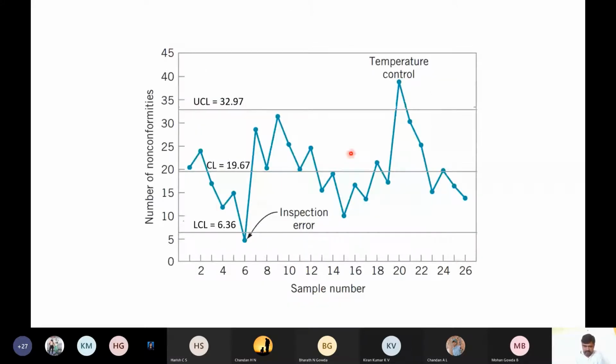Now you can see that even though you have eliminated these two points, you still represent them on the control chart, because it will give a proper picture about the past history of the process.